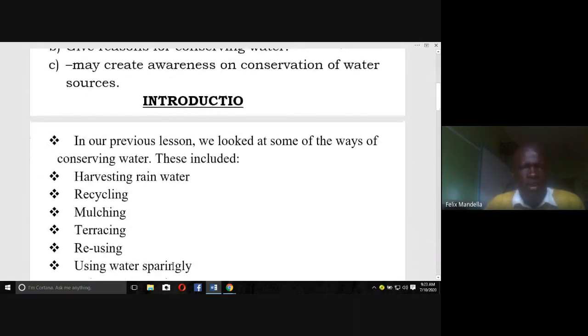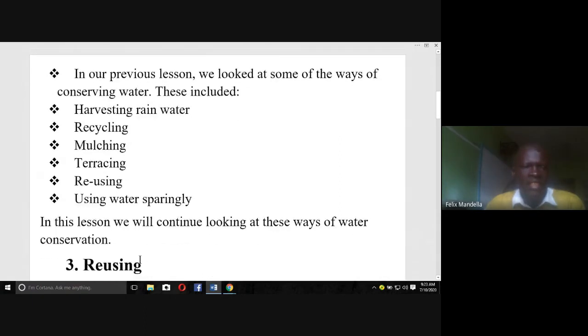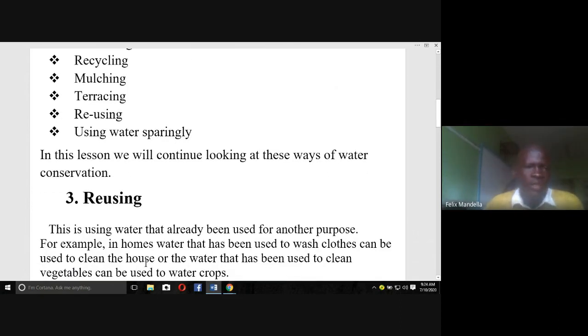In our introduction, we say in our previous lesson, we looked at some of the ways of conserving water. These included harvesting rainwater, recycling water, mulching, terracing, reusing, and all that. And we also discussed some of those ways. We discussed harvesting rainwater and we discussed recycling water. So in this lesson, we want to look at other methods. We want to look at other methods in details. In this lesson, we'll continue looking at these methods and these ways of conserving water, but in details.